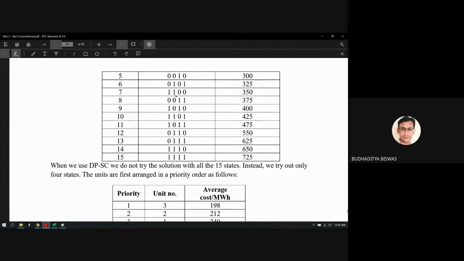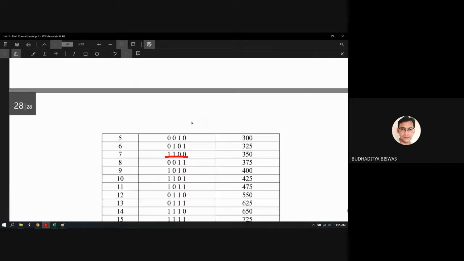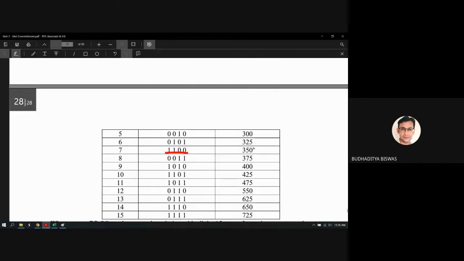Suppose this one, say for example 1100. What is 1100? 1100 means unit 1 and 2 should be committed. So if unit 1 and 2 are committed, what is the maximum generating capacity? 1 and 2, 350. Because 1 means 100, 2 means 250. So total 350. So you see 350 is written.